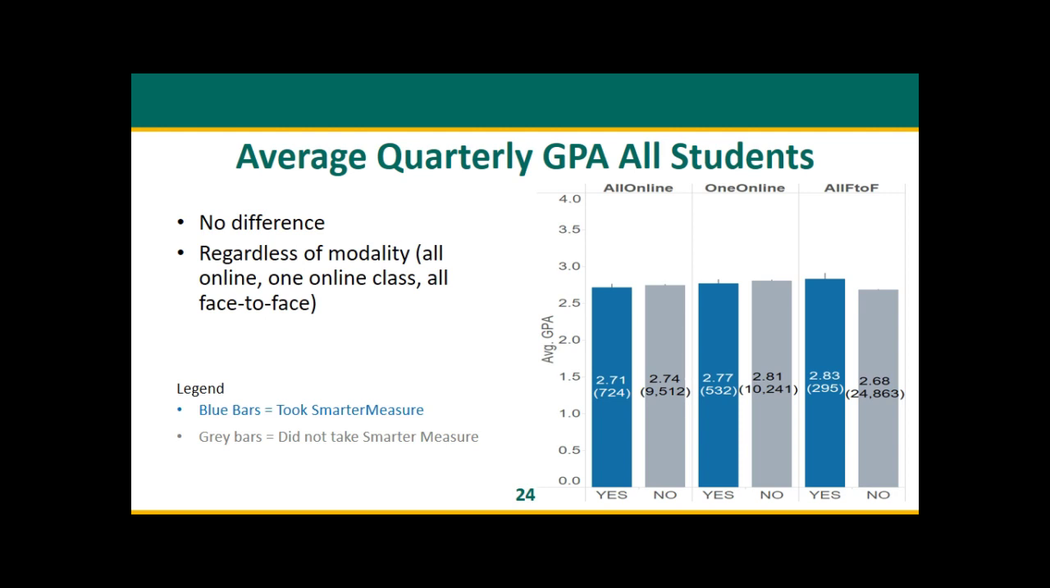So we looked at it, and the new bars, the SmarterMeasure group, compared to the gray bars, there was not a whole lot of difference. When you say no difference, let me put the quotes in there. But then we really were interested in the all face-to-face group on the right side. How interesting. Even though it's not really statistically different, there are some interesting moves there potentially for the SmarterMeasure people.